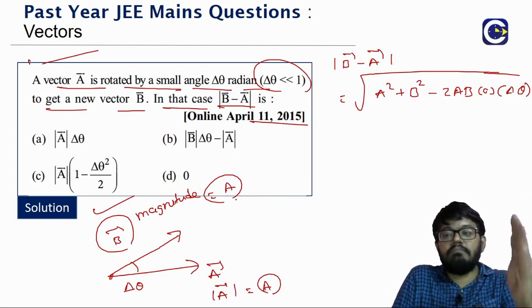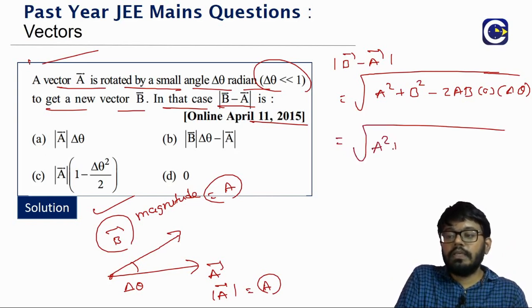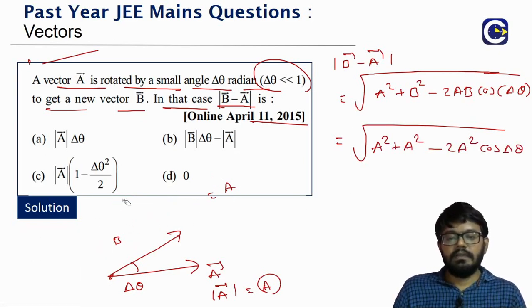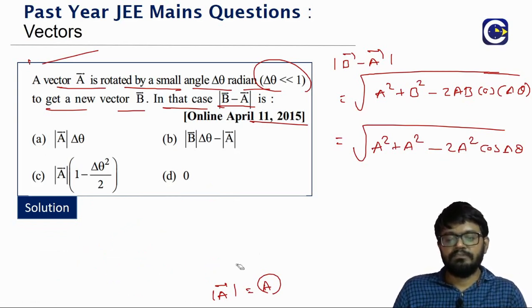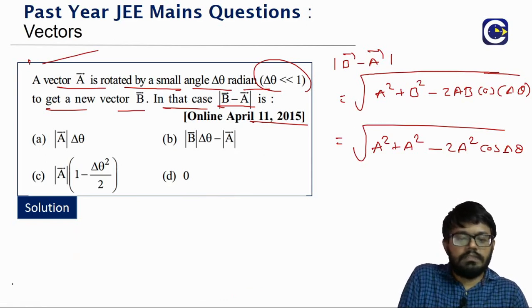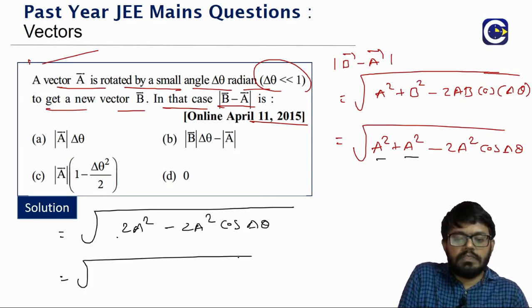So b will have the same magnitude. Look at this, what is it? Root of a square plus another a square minus 2 a into b, which means a square cos delta theta. This expression we have to simplify, that's it. And there are answers waiting for us. So we'll have to conclude this expression. Look at it, root of a square plus a square means 2a square minus 2a square cos of delta theta. If you take 2a square common out, 1 minus cos delta theta.